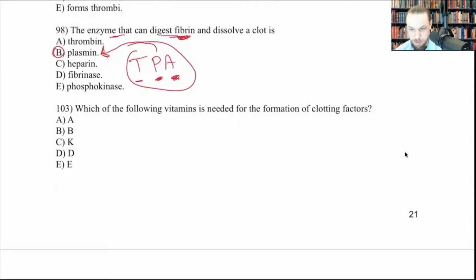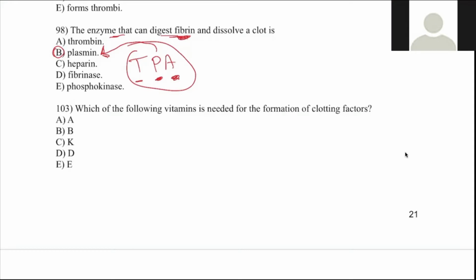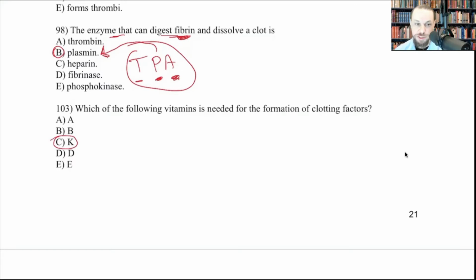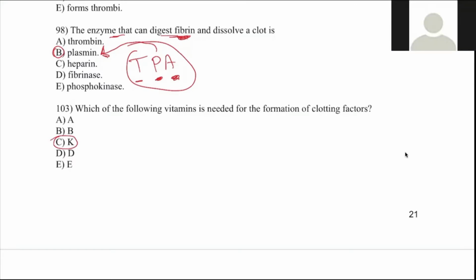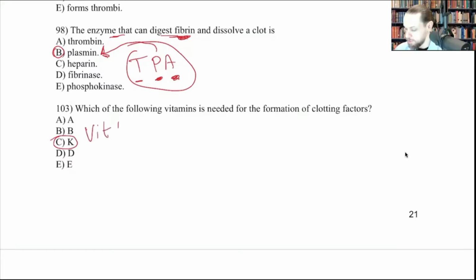Okay. Number 103, we're going to go to Helmi. Which of the following vitamins is needed for formation of clotting factor? Is vitamin K, C? Yeah, that is correct. So vitamin K is what's needed, choice C, vitamin K for clotting. Remember K for clotting. I know it's not spelled with a K, but as long as you remember clotting spelled with a K, you'll remember it's vitamin K for your exams.